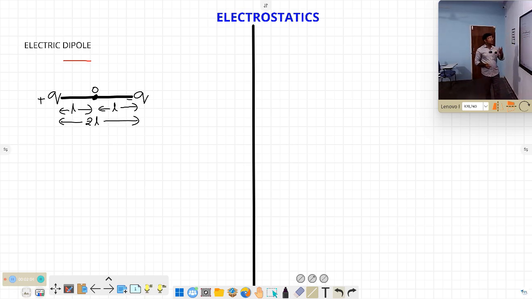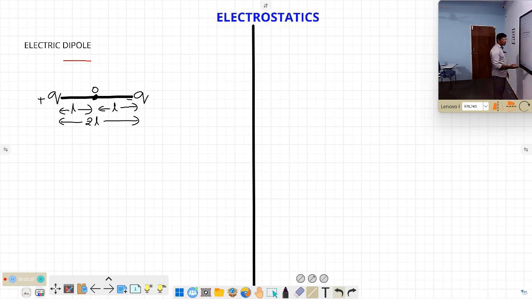This concept is called an electric dipole. What is an electric dipole? Two equal magnitude, opposite nature charges separated by a small distance of 2L is called an electric dipole. This 2L distance is not a large distance, it is a very small distance. Due to that small distance, this combination of two charges exhibits some effects in nature, so that's why we are discussing this concept.